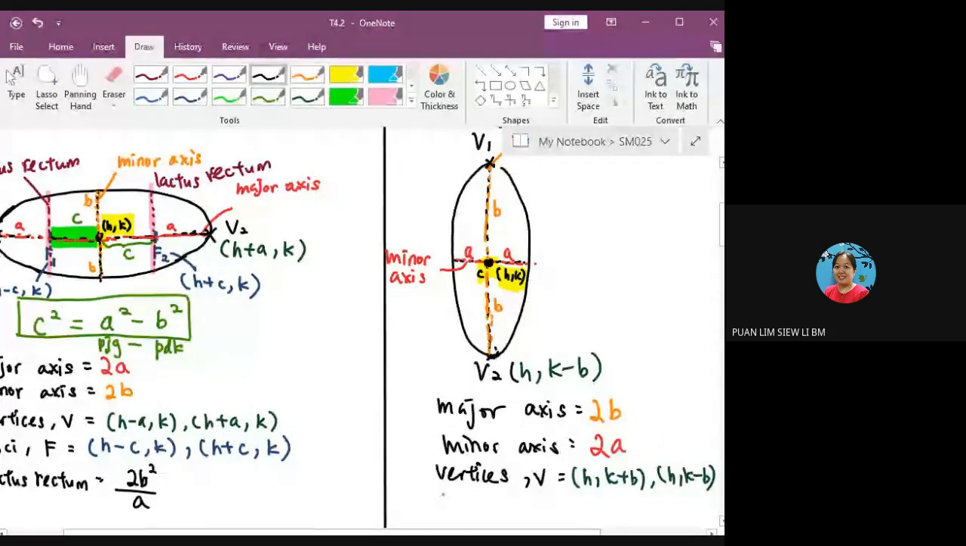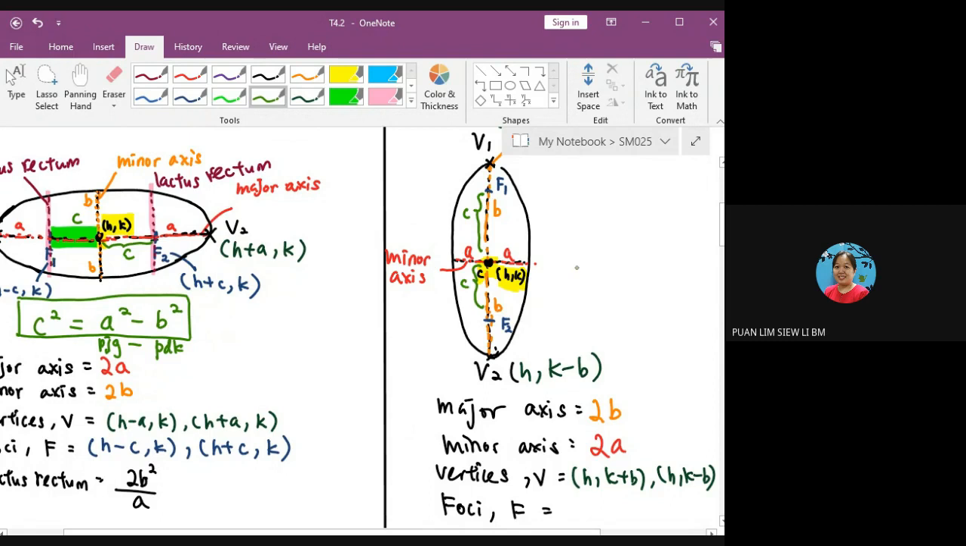Then we can find for foci, which is F. So where's the foci? Same concept. The foci will be dropped at major axis. So here will be our focal 1. Here will be our foci 2. Okay, so what length will control your foci? There will be length of C. So this is the C, length of C.